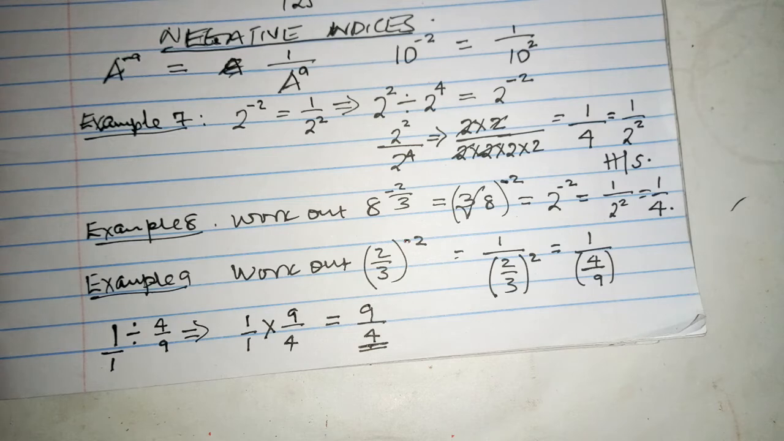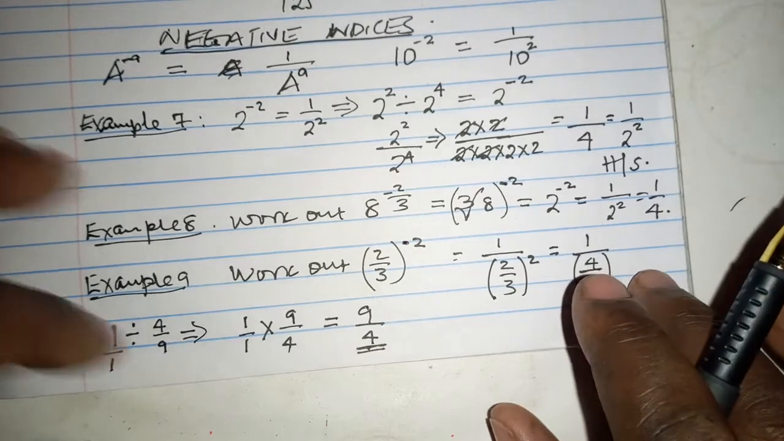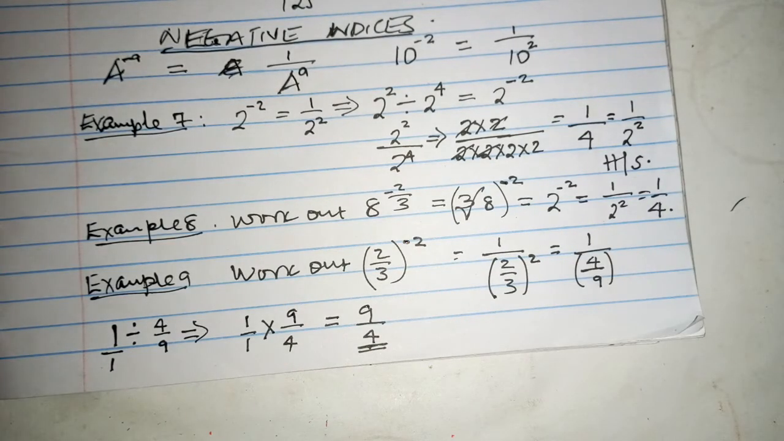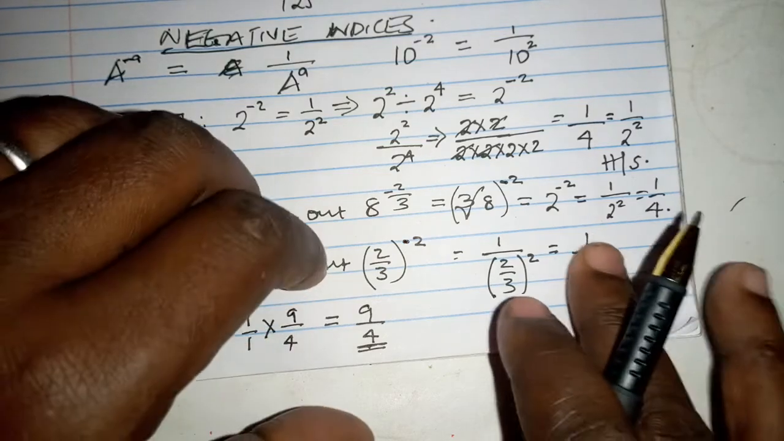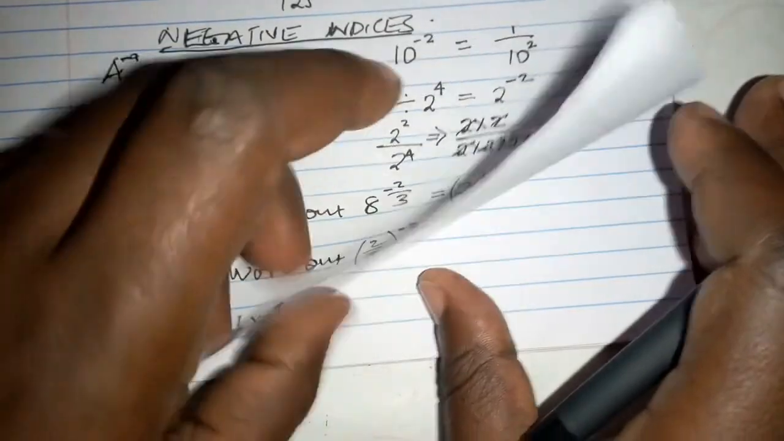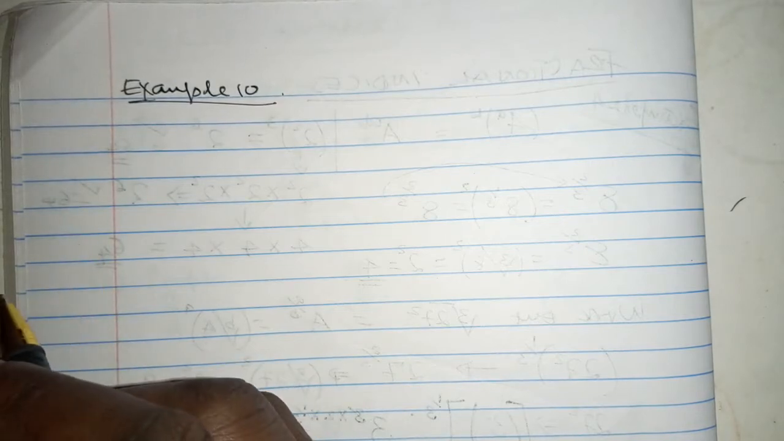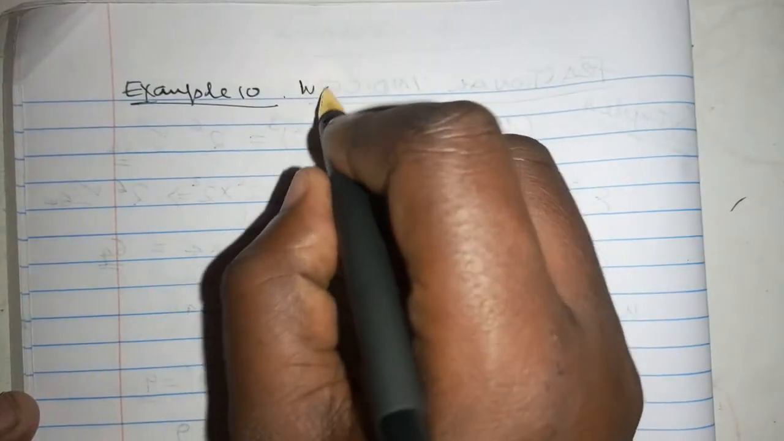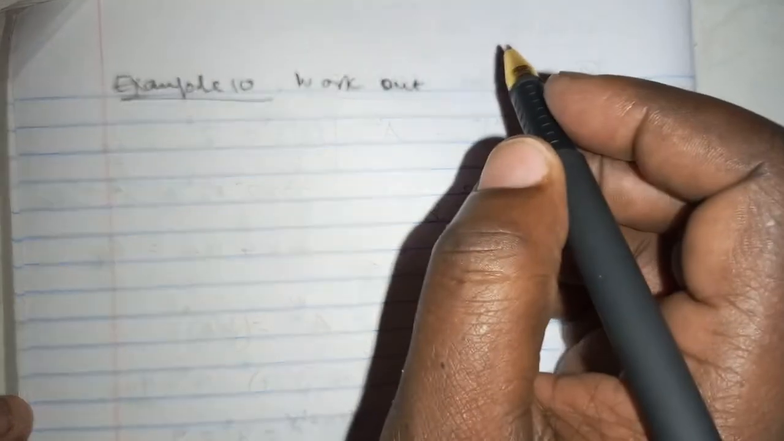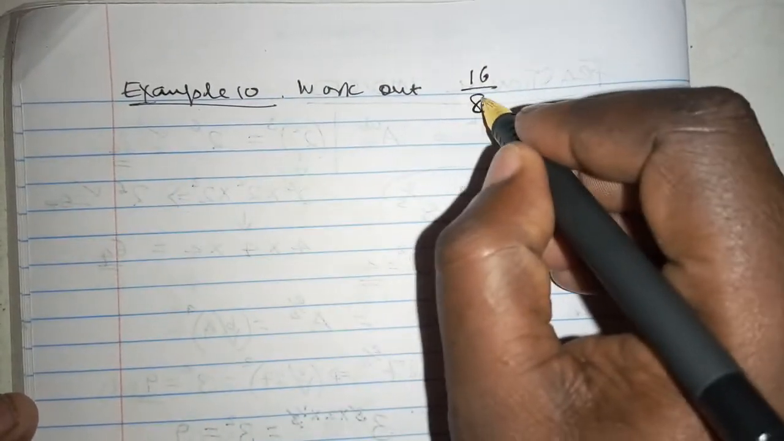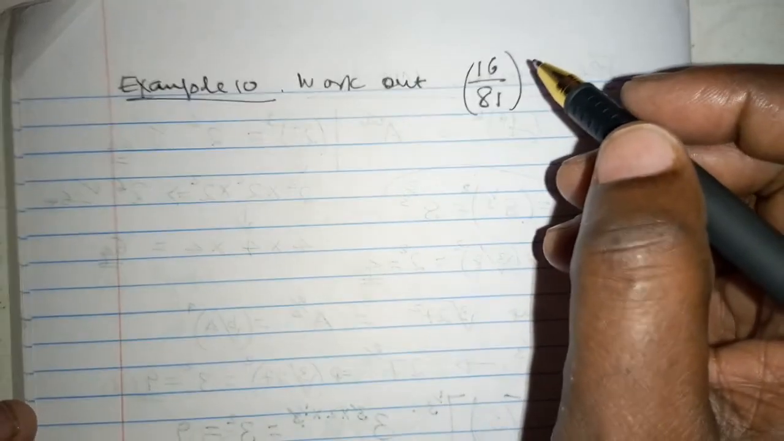You will bear me witness that we have seen this before, so I don't need to elaborate further about it. I just want us to go to example 10 now and 11 in the same video so that we can save time. And let's talk about example 10. In example 10, we are saying work out (16 over 81) raised to power minus 3 over 4.